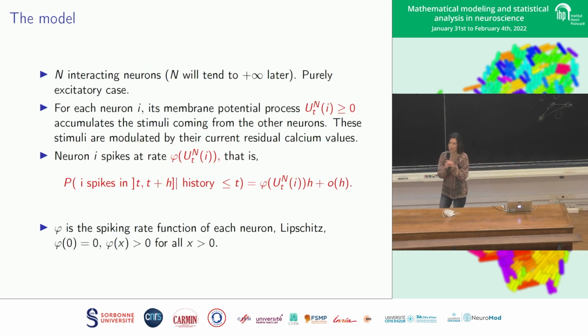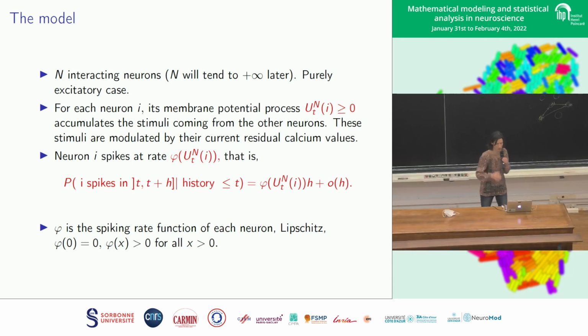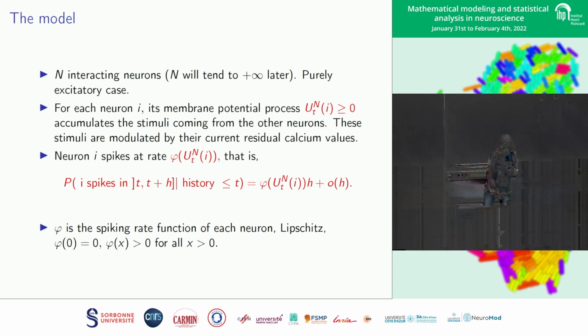The model is a simple model of spiking neurons, which are spiking according to a random point process. So N is the number of neurons. There's a subsystem here. They are all interconnected. I represent each neuron by its membrane potential. We are in the purely excitatory case, so I just shifted all these membrane potentials to be positive. So U_t^{N,i} is the membrane potential of neuron i at time t.